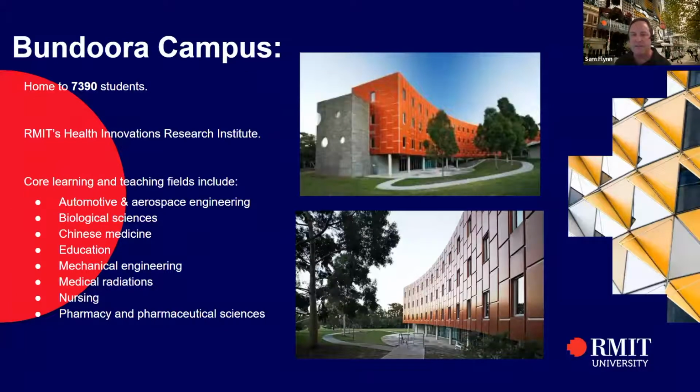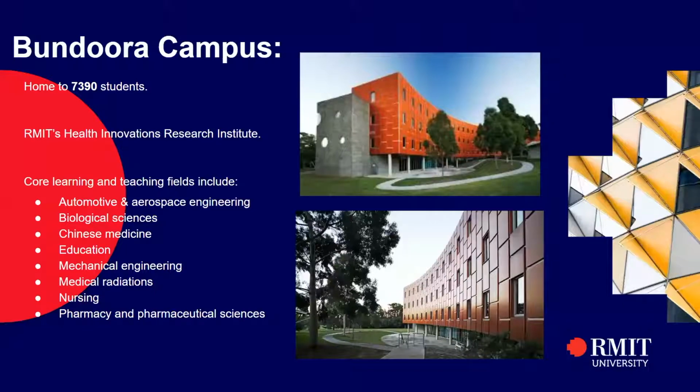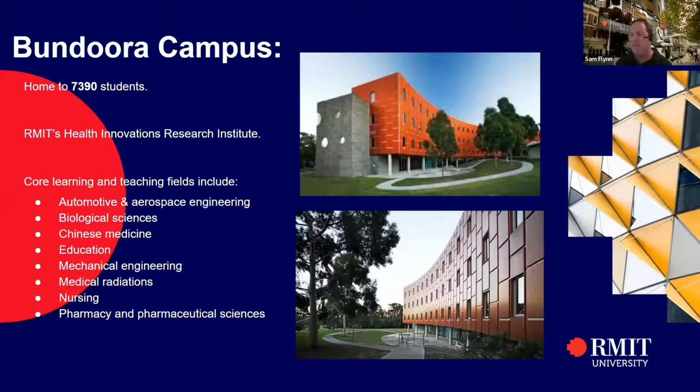Then we have the Bundoora campus. As it mentions here, automotive and aerospace engineering, biological sciences, and so on. But it specializes more in education, health sciences. In terms of the engineering programs, generally for a bachelor degree, students will do the first 2 years in the city campus for automotive and aerospace engineering and mechanical engineering. They do the first 2 years in the city campus and then the second 2 years at the Bundoora campus. All the other bachelor degrees in engineering are solely based in the city campus.